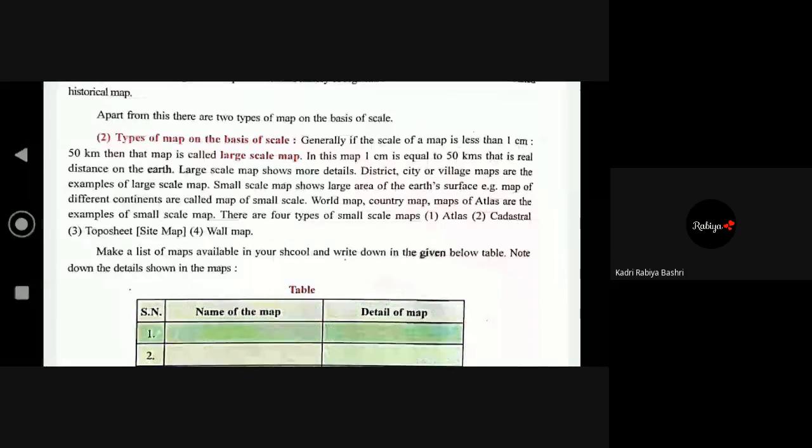Hello. Hello. Types of map. Sorry. Yes, ma'am. Yes, beta, go ahead.